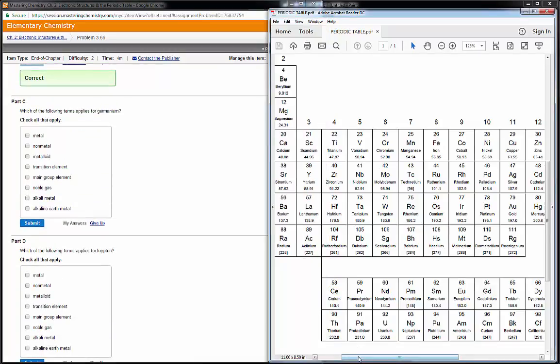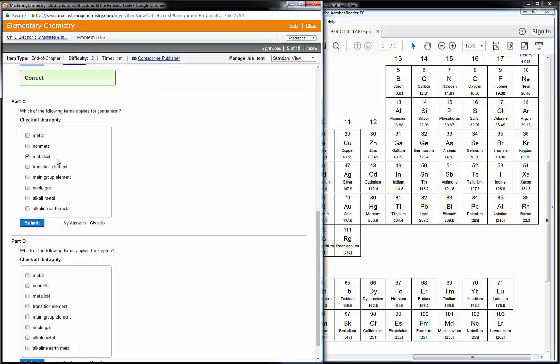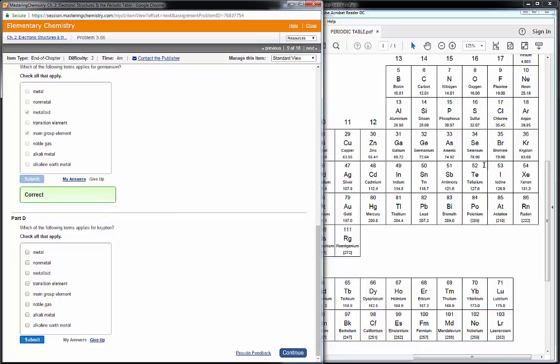What about germanium? It's all the way over here. And germanium is a metalloid, not a metal or nonmetal. It is not a transition element, it is a main group element. And it is not in group 8 or 1 or 2. Finally, krypton is on the far right here. That makes it a nonmetal. It is a main group element, and it is a noble gas.